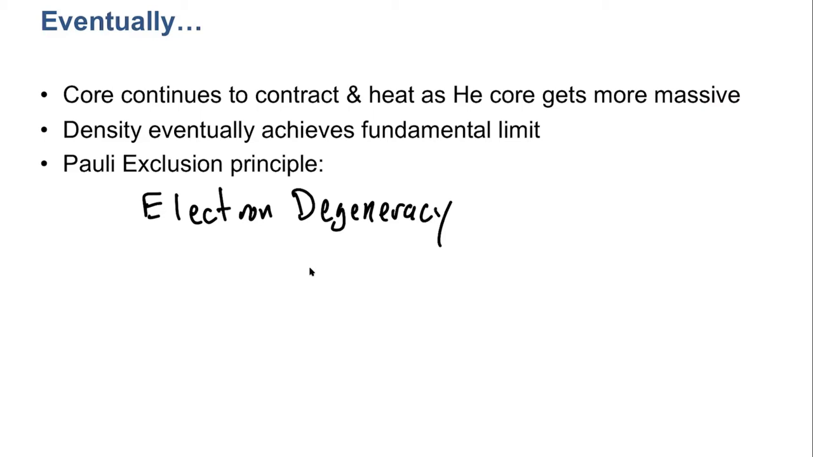So electron degeneracy says, quantum mechanics tells us that no two fermions can occupy the same quantum state. That's a lot of techno jargon, but basically what it means is this: electrons are fermions, neutrons are also fermions, they'll come in later, but let's think about electrons now. No two electrons can occupy the same quantum state. What does that mean? It means that they can't be in the same place at the same time at the same energy. Two electrons can be in the same place at the same time, but then they have to have different energies.